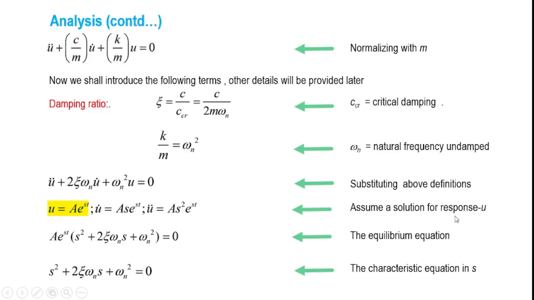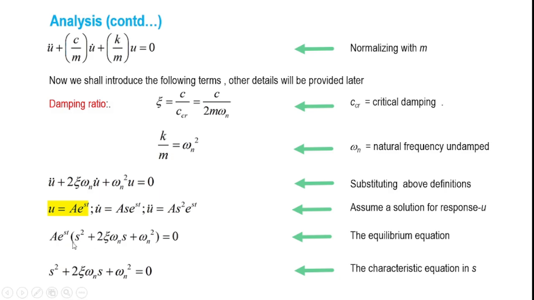Now let us assume a solution for the response u of the form that was already introduced in the previous videos also, u equal to A e raised to st. Now let us differentiate u two times to obtain the velocity u dot as A s e raised to st and the acceleration u double dot as A s square e raised to st. Now substituting the values of u dot and u double dot in this equation, we obtain the equilibrium equation as A e raised to st into s square plus 2 zeta omega n s plus omega n square equal to 0.